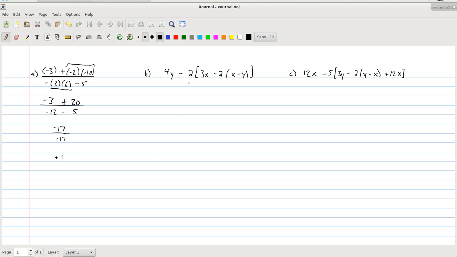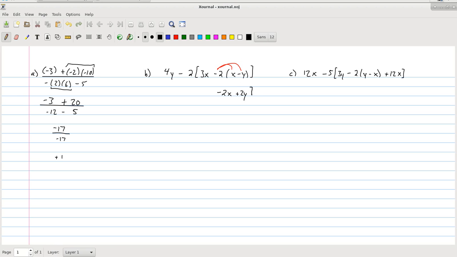Next problem. We have several sets of parentheses, so we're going to focus on the innermost set first. We would combine like terms, but x and y are not like terms, so we can't. So we're going to do the next best thing and distribute to break the parentheses. We'll distribute this negative 2 to both terms. Negative 2 times x is minus 2x. Negative 2 times negative y is plus 2y.